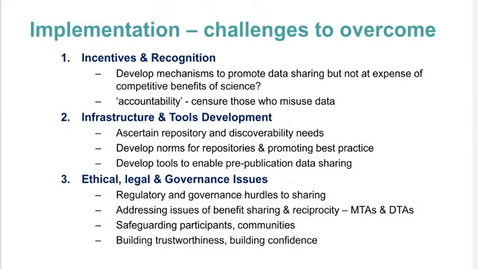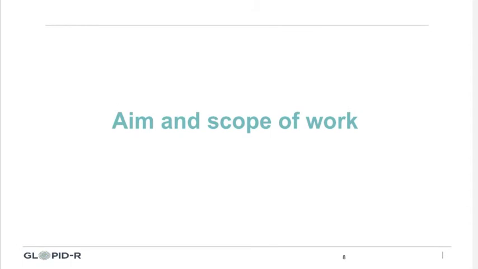Addressing issues of benefit sharing and reciprocity. So some of the work that's going on looking at material transfer agreements and data transfer agreements. And if you are looking at sharing individual level patient data, both within clinical trials and outside clinical trials, how do you safeguard those participants and the communities when you're sharing this data? And underpinning all this is building trustworthiness and confidence in the data sharing systems. And this is not just trust by the participants or the communities. This is also between the researchers and the research community more broadly.